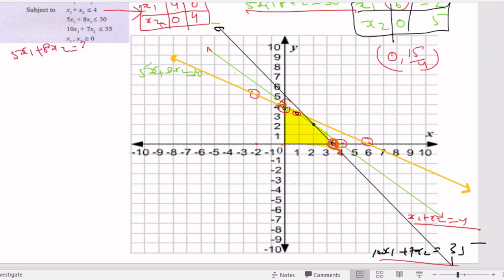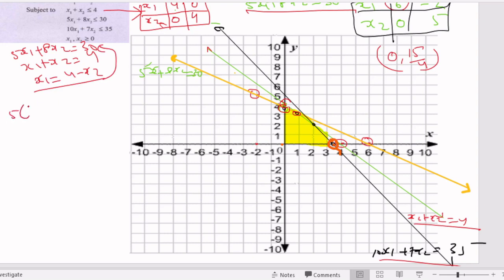5x1 plus 8x2 is equal to 13, and the green line says x1 plus x2 is equal to 4. Solve this simultaneously or by the substitution method. Any method will work to get the exact point. We can use the substitution method. For example, x1 is equal to 4 minus x2. You can substitute in this equation.